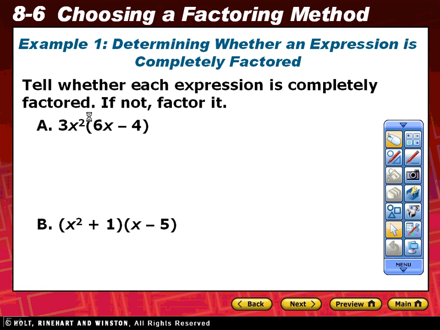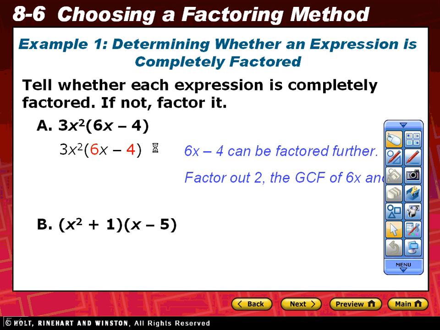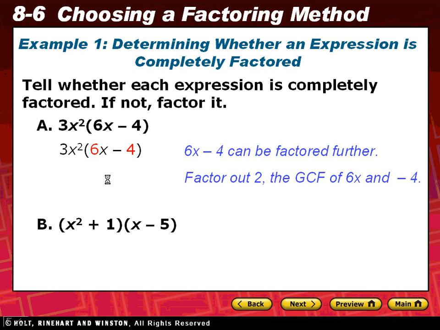We have 3x squared times the quantity 6x minus 4. Looking inside our parentheses, this is not completely factored. We can still factor 6x minus 4 a little bit further. We can take out a 2. 2 is a common factor of 6 and 4. So we take out a 2 and multiply it with the 3x squared. Our completely factored answer should be 6x squared times the quantity 3x minus 2. That's what remains after we factor the 2 out.